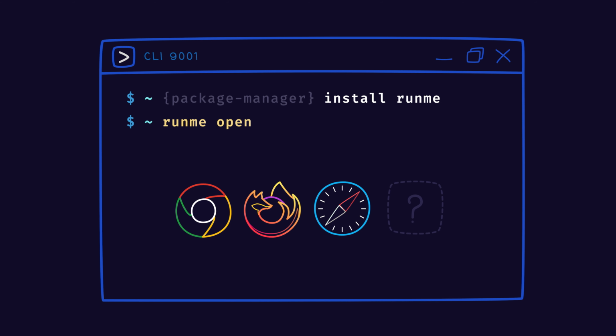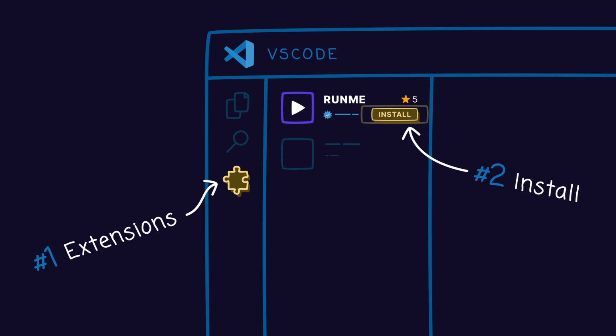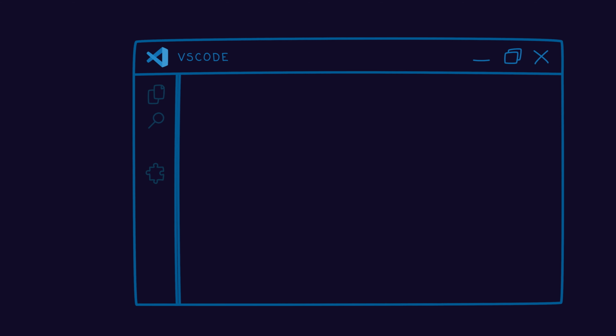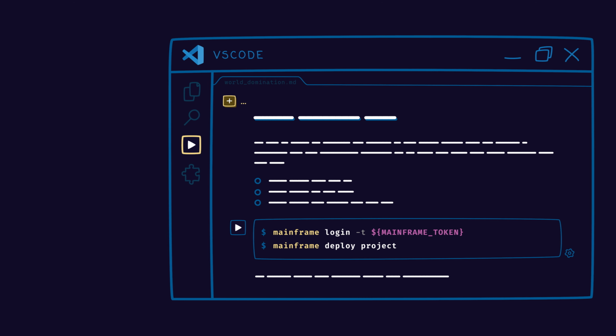The quickest way to get started is to install the Runme CLI tool and launch the web UI by typing Runme open. Or you can install Runme from within the VS Code extensions panel. Immediately in doing so, your Markdown will be upgraded into a runnable notebook.